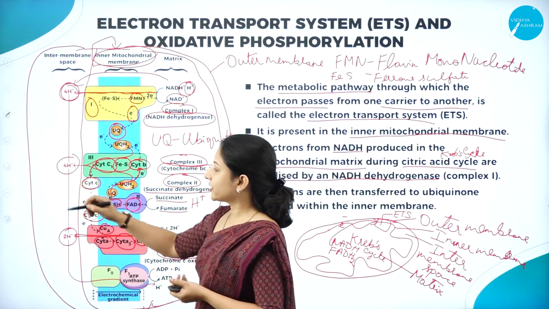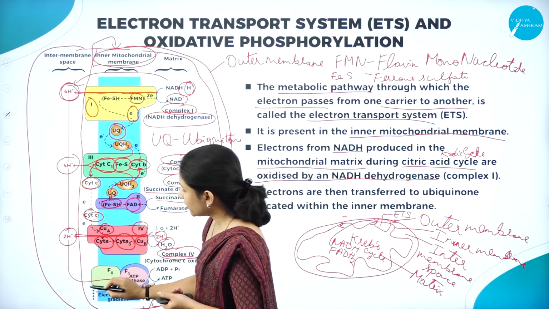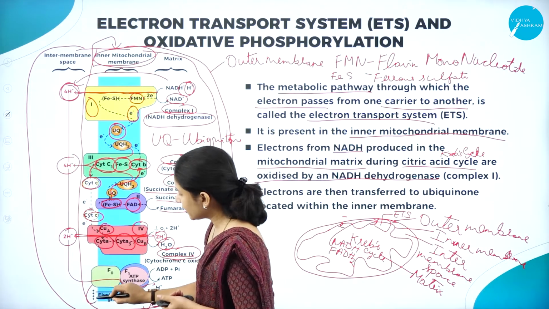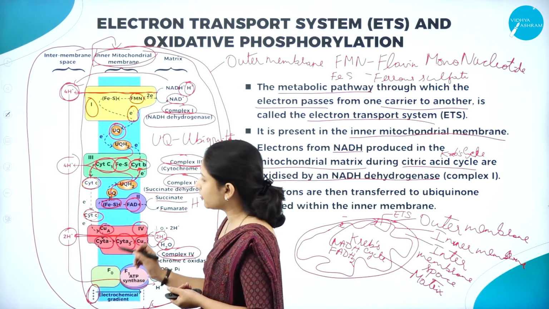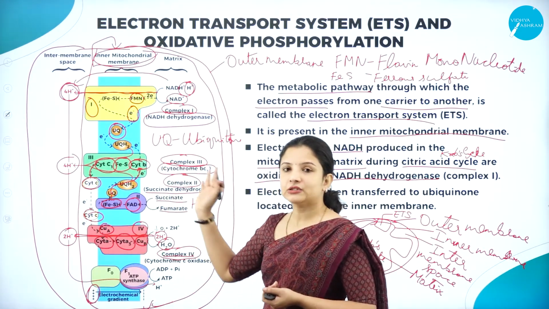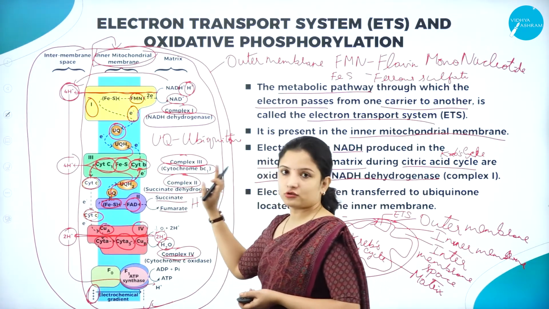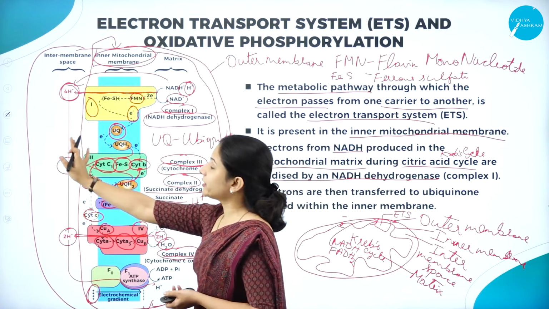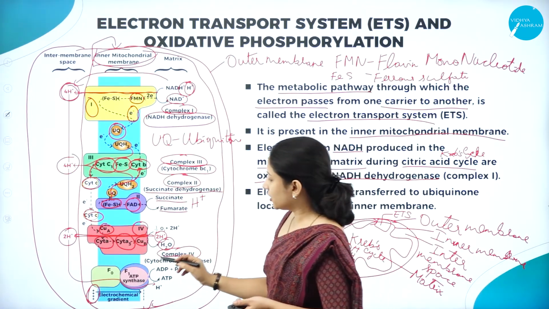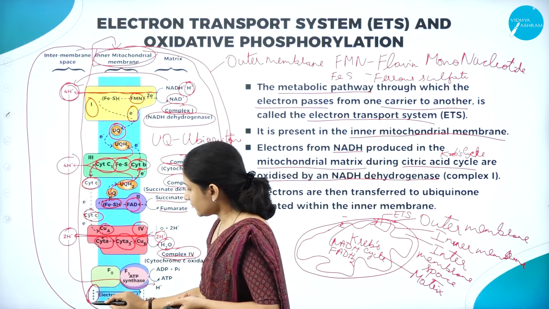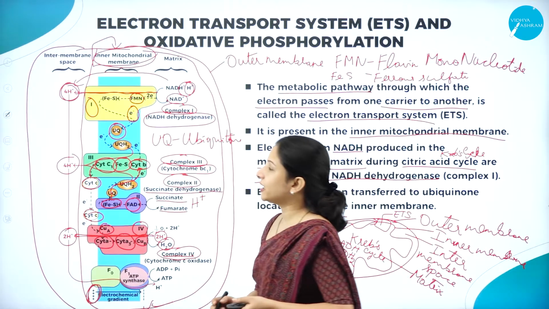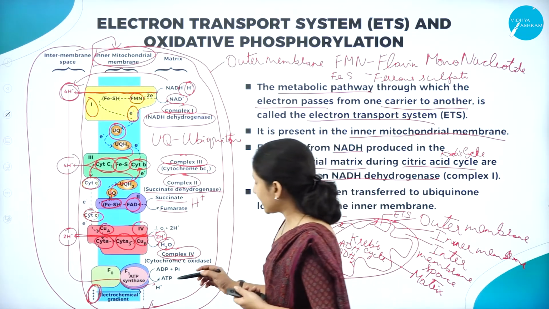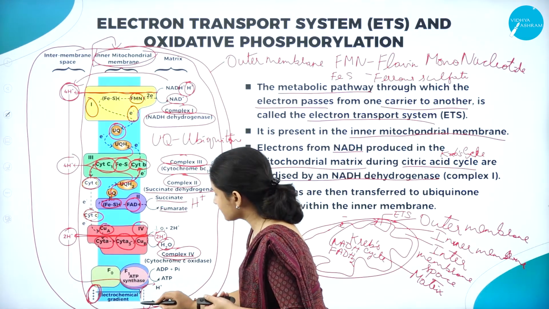So concentration gradient increases, because here the positive charges have increased more. If you can see here, why? Because all the H+ has traveled from the matrix of the mitochondria into the intermembrane space. So here the positive charges have increased more in the intermembrane space, whereas in the matrix the negative charge has increased more.